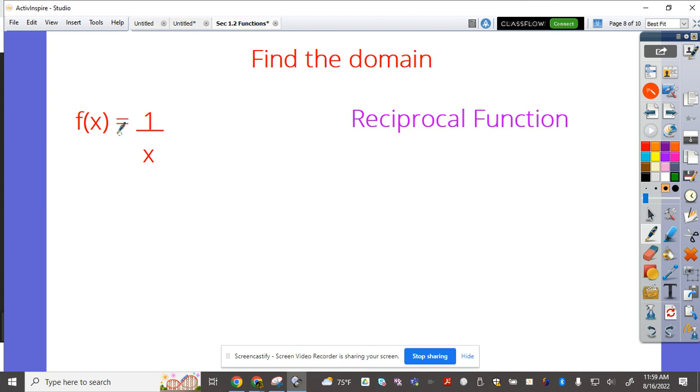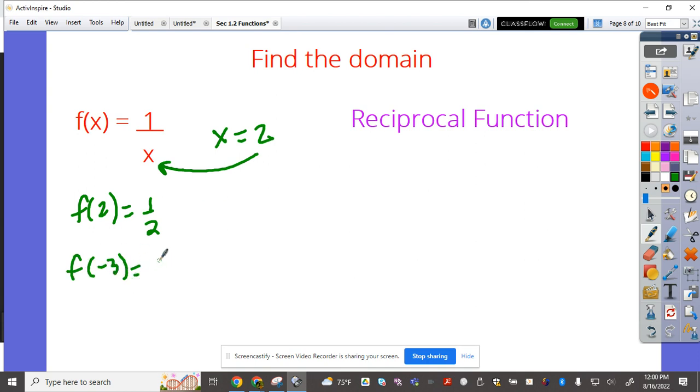Find the domain. If you're given this reciprocal function f of x equal to 1 over x, the question is, what are the possible values of x we can have here? We can have x equal to 2, because if you plug in the 2, f of x will become 1 half. If we put f of negative 3, our answer will be negative 1/3, right?